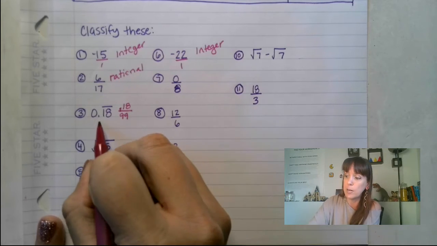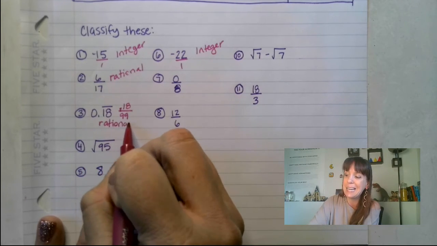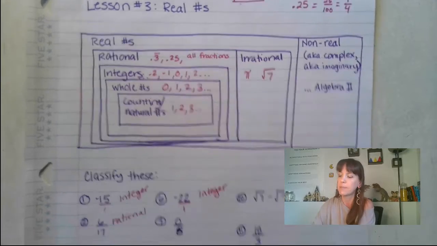So we know it's rational, right? But it's a fraction, and so it's not any of these other ones. It's not integer, whole, or counting.